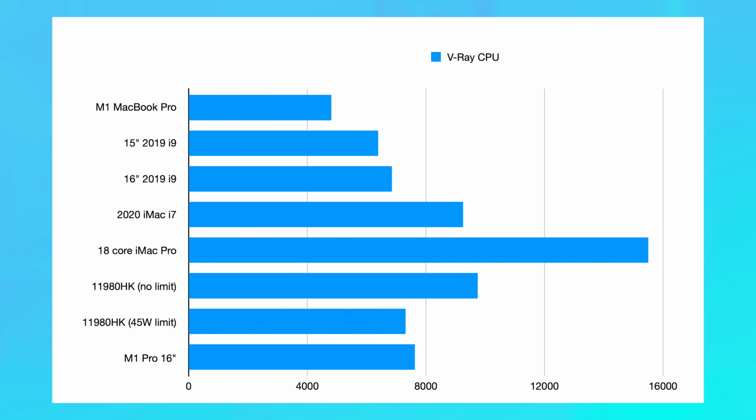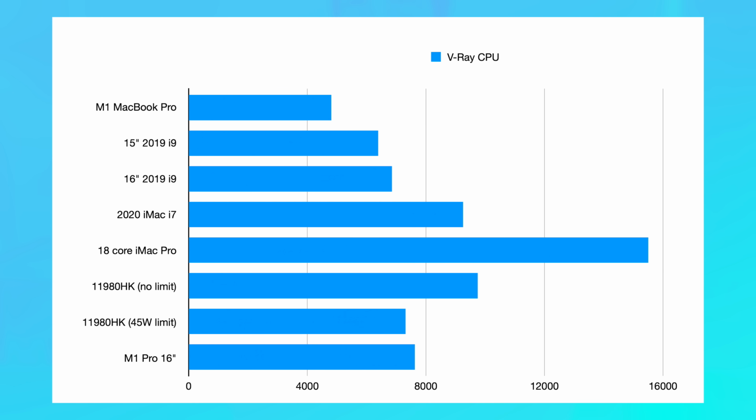Now, I was able to find some benchmark numbers for the V-Ray CPU test on an Intel machine running a Core i9-11980HK, and this is where it gets really, really interesting. With that CPU running in a 45-watt power limit, it was actually beaten by the M1 Pro.